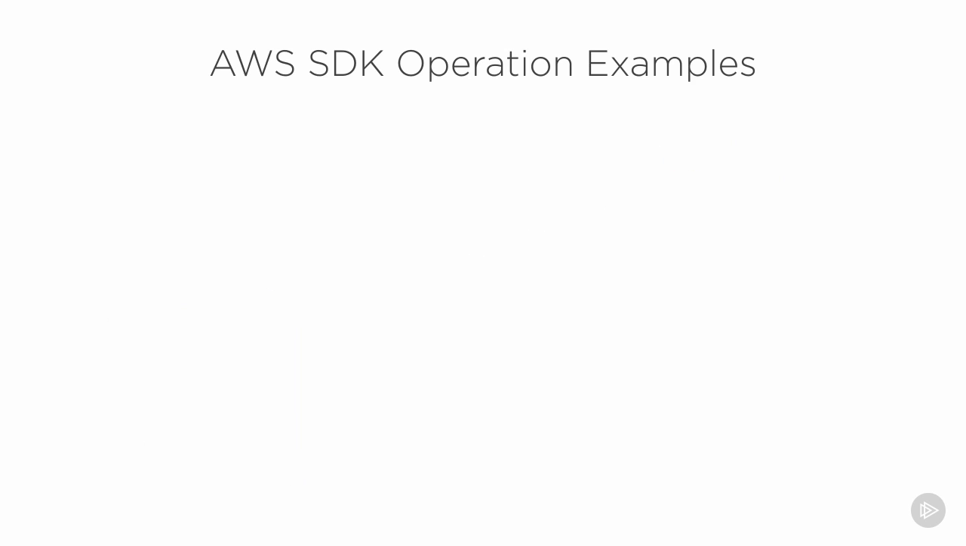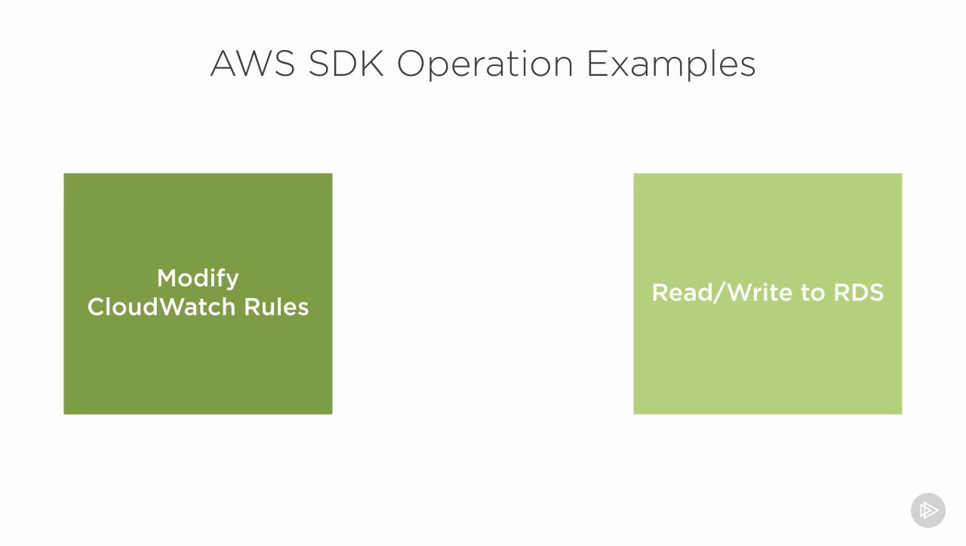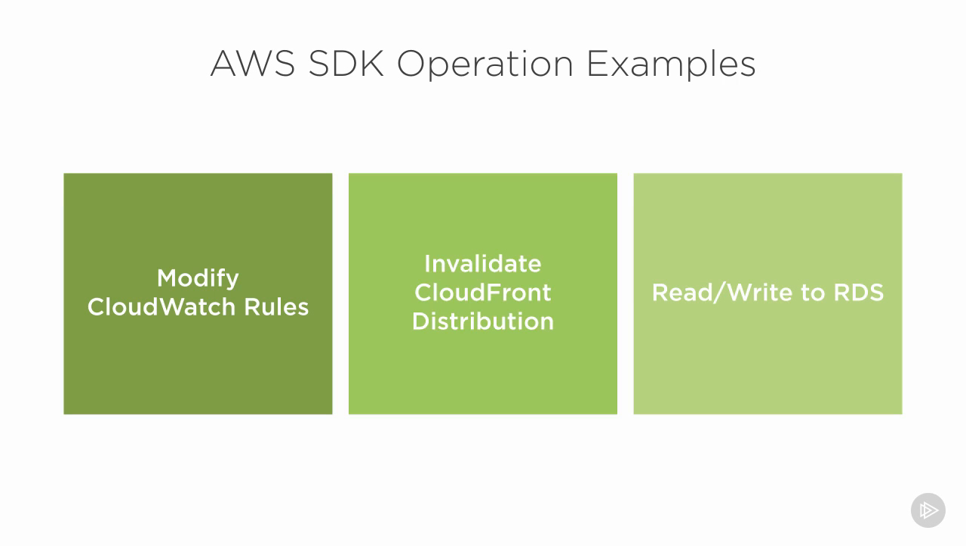The documentation for each SDK has a list of all the services that you can access and the operations you can perform. Some examples are reading or writing to a database, modifying CloudWatch rules, or invalidating a CloudFront distribution. Essentially, anything you can do through the console, you can do with an AWS SDK.